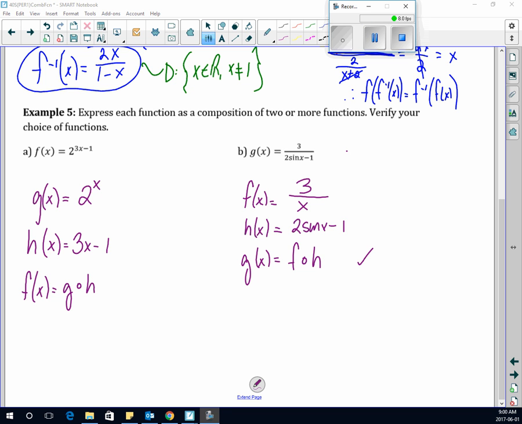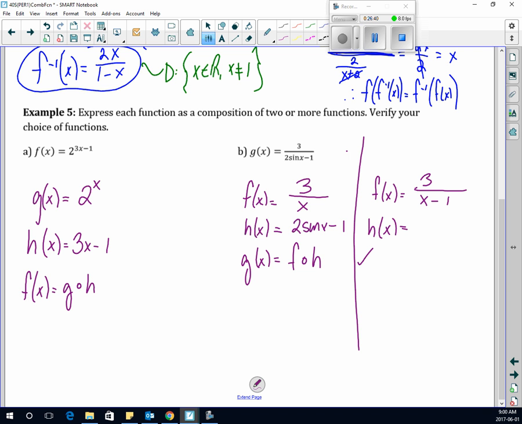So, okay, here's another one I heard. So what did you say? f of x is? 3 over x minus 1. Oh, no, I think you said something different. Oh, 3 over x minus 1. Okay, we'll see if she's going to get where she's going. What's h of x going to be? Just 2 sine x. 2 sine x.